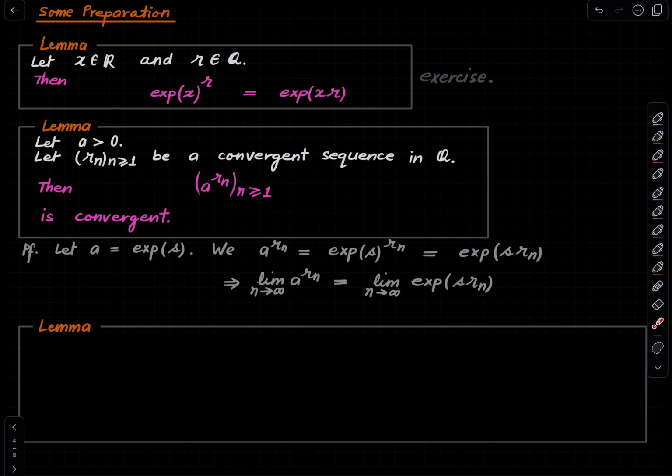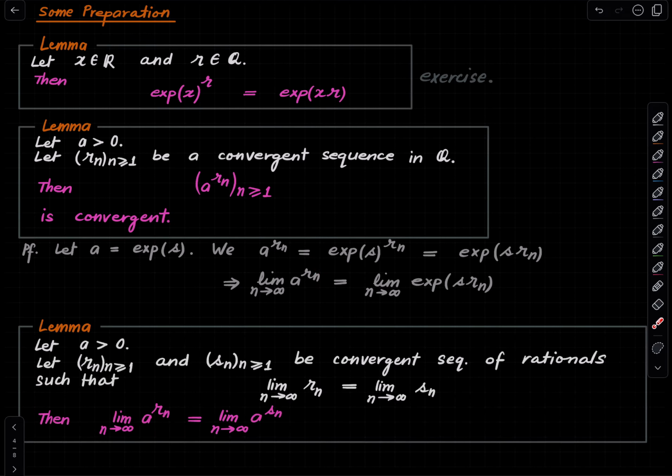Why does this limit exist? Because x is a continuous function in particular, and this is a convergent sequence. We had Rn as a convergent sequence. If you scale it by s, you still get a convergent sequence, and hence this is a convergent sequence by the continuity of the exponential, and therefore this limit exists. Great, so we have this equality, and that proves this lemma, that this sequence is convergent.